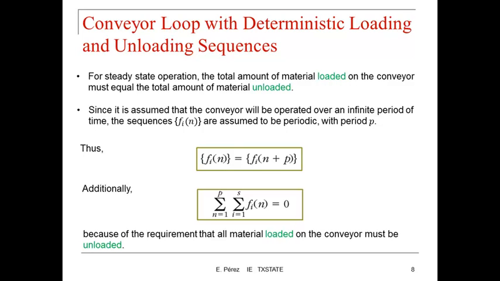So here's some more information about the methodology. We needed to be sure that the requirement is that all material loaded in the conveyor must be unloaded, so we can have a steady state. And that's what this is representing. At the end, when you sum the number of items that are loaded and unloaded, you should have 0, which means that you have a conveyor that is balanced.